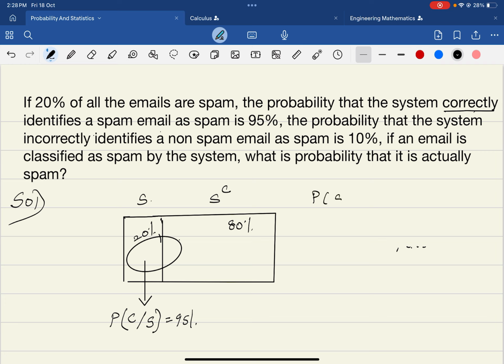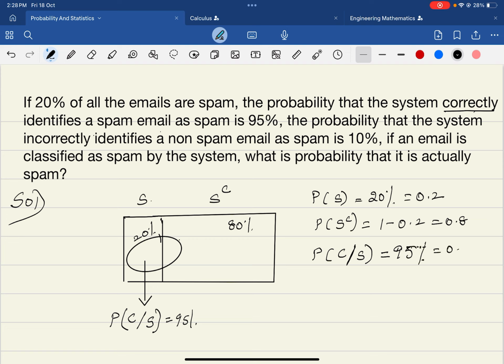So what was given here? First, the probability of spam emails is 20%, which means 0.2. So what is the probability of the complement of yes? It is 1 minus 0.2, which is 0.8. That is why I have written 80% here. And the probability that it is a spam and it is correctly identified as spam is 95%, that means 0.95. So this is also given.